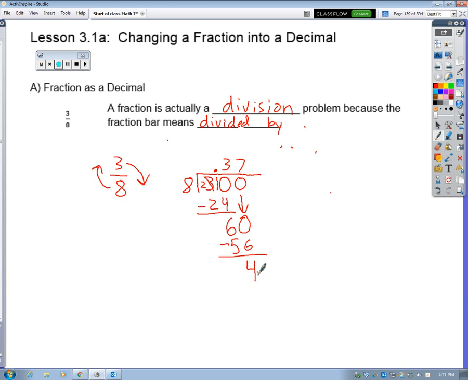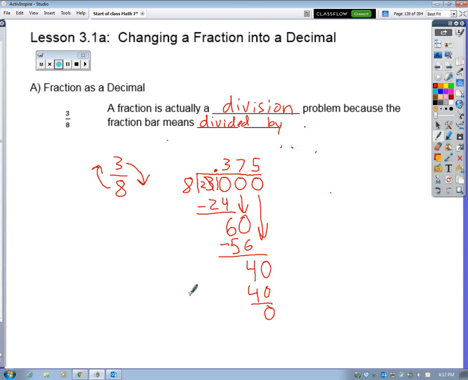Now, I'm still not done because I have a remainder, so I'm going to hit this with another blast there. Bring down the 0. 8 into 40. That's going to go in there 5 times. 8 times 5 is 40. Now I have a remainder of 0. Alright, now I am done.